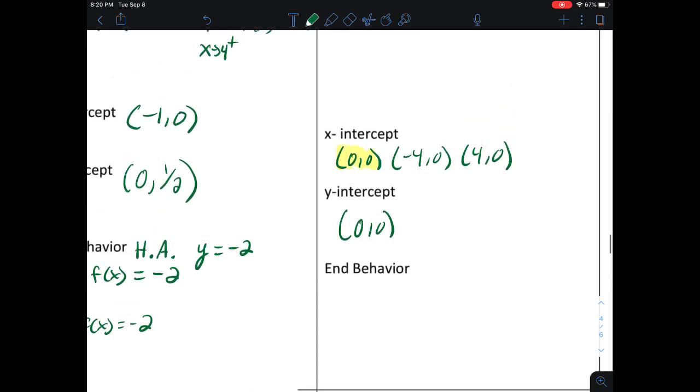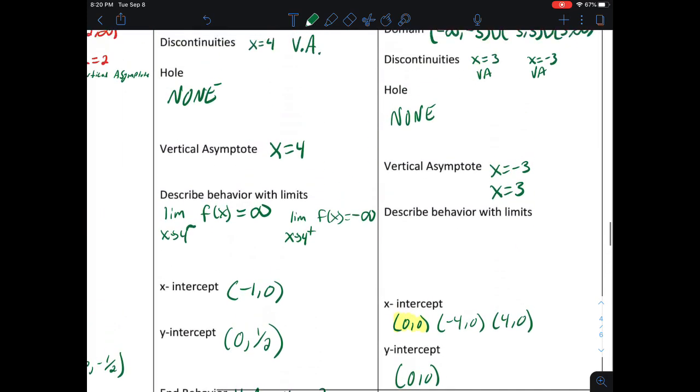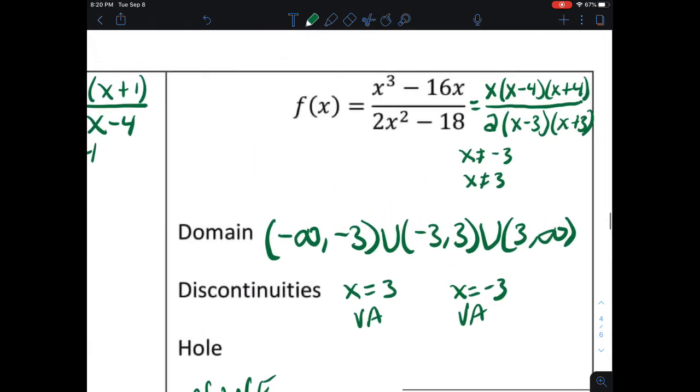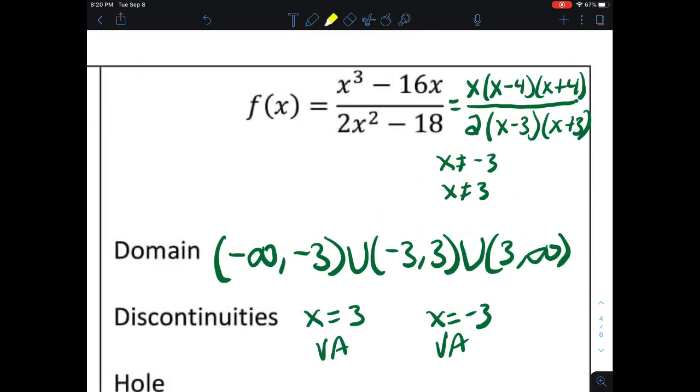Okay? End behaviors next. So let's go look at and compare the degrees of our function. So when I look at my degrees, I look at an unfactored form. I have degree 3 in the numerator, degree 2 in the denominator. This is top heavy, which means as you start increasing without bound or decreasing without bound, the numerator is going to be growing larger than the denominator. So to get our end behavior here, we are going to do long division.